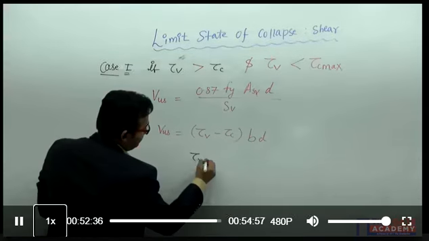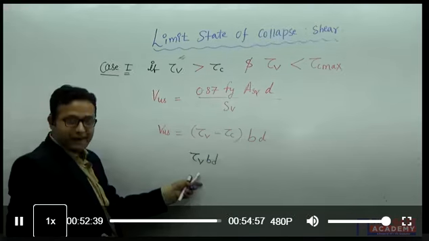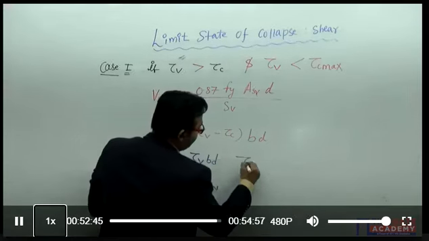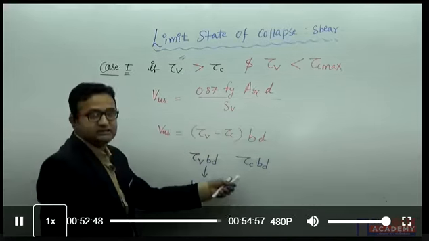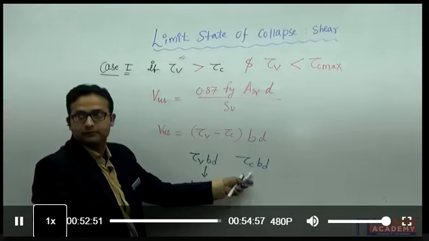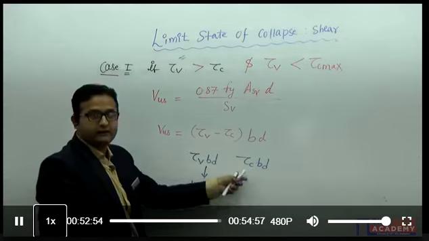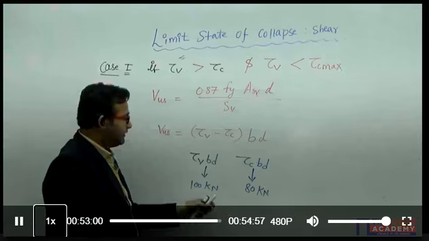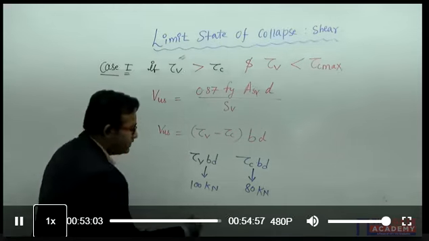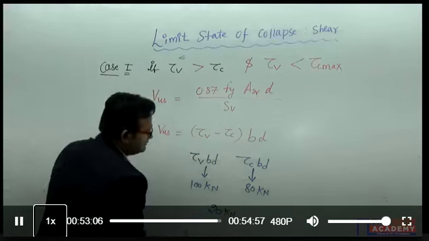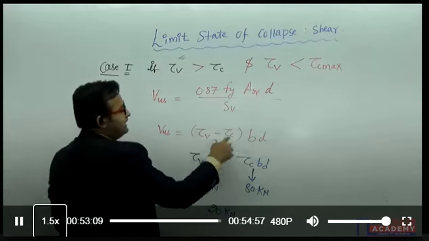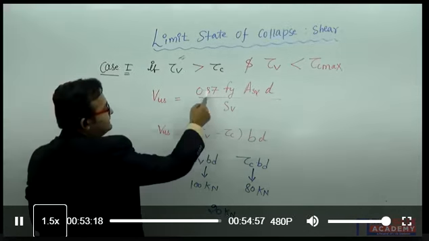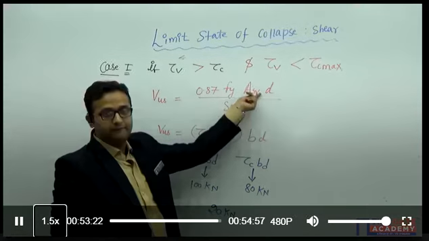Tau v into BD is the applied shear force, and suppose it is 100 kilonewton, and tau c into BD means the shear strength of the concrete. The shear strength of concrete may be 80 kilonewton. So definitely I need to design the shear stirrups for 20 kilonewton. That is tau v BD minus tau c BD. That formula I have written here, tau v minus tau c into BD. And from here, if I know VUS, I can calculate the spacing of reinforcement for a particular area of stirrup.